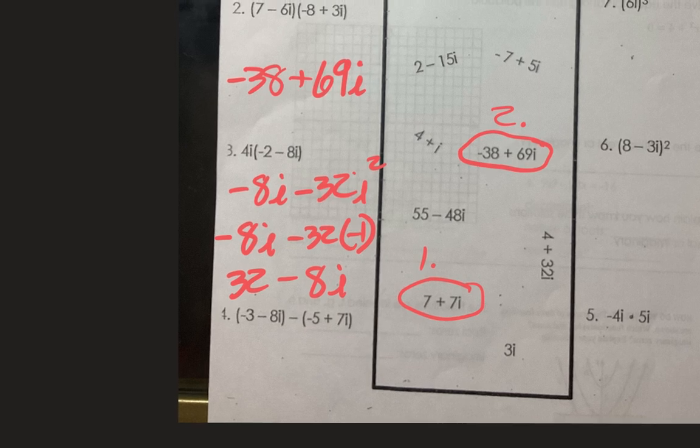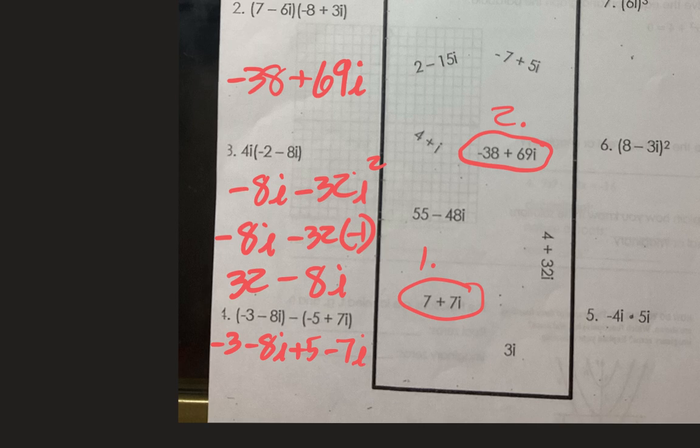Let's look at 4. So we have negative 3 minus 8i minus a negative 5 plus 7i. Because I'm subtracting, I'm really going to distribute this negative through my second parentheses, leaving me with a negative 3 minus 8i. A minus a negative becomes a plus 5. Minus, that's a negative, times a 7i, becomes negative 7i.